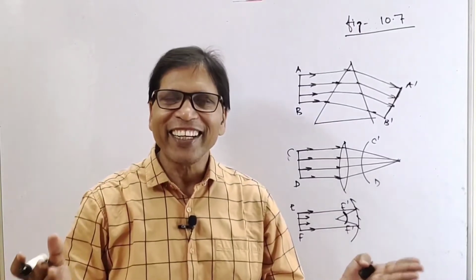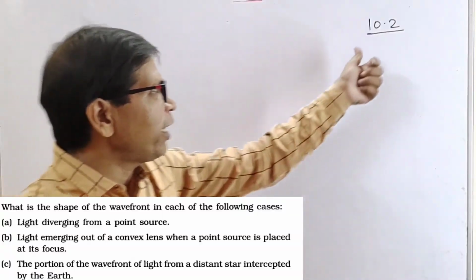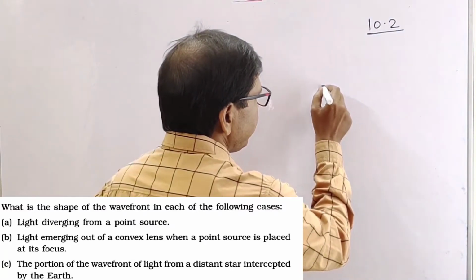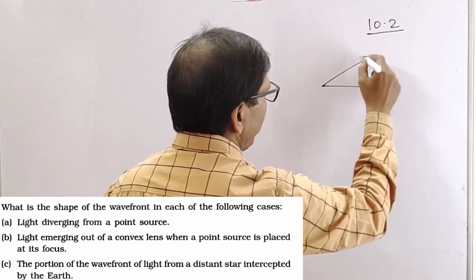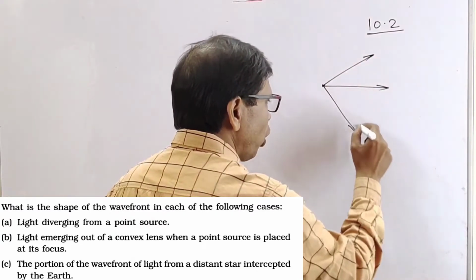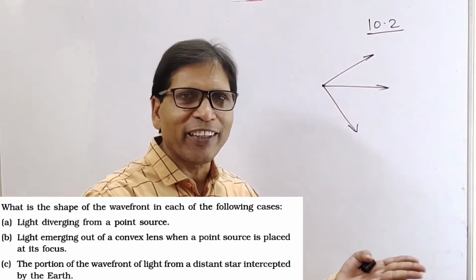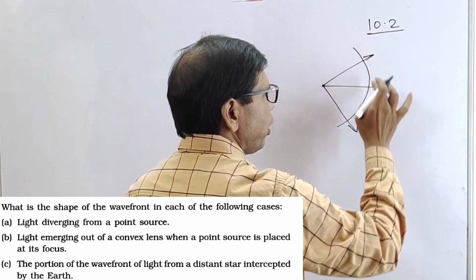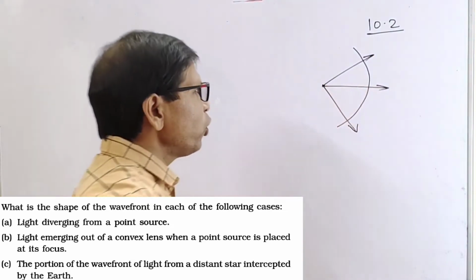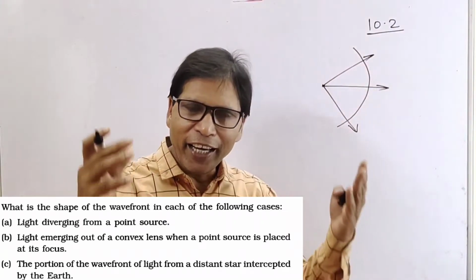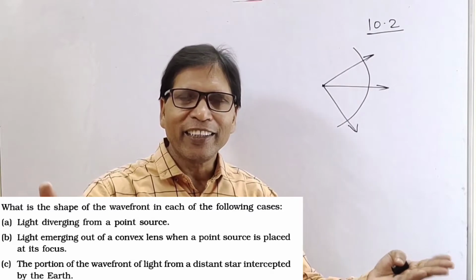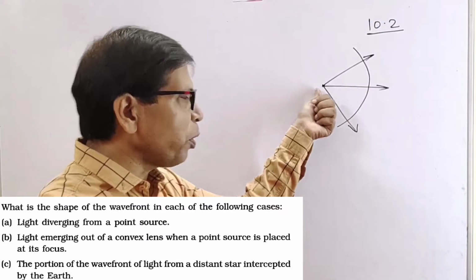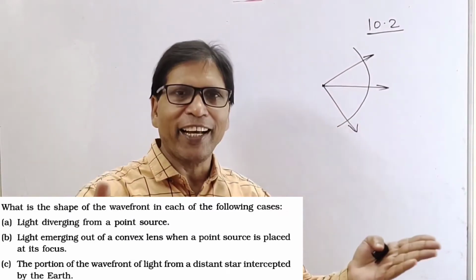Okay, understood? Now next, NCERT 10.2. Look at this, this is a point source. The rays diverge from this point. We have to draw the shape of the wavefront. If a perpendicular line is drawn to this and this ray, this represents a sphere. Therefore, the nature of the wavefront of diverging rays coming from a point is spherical.